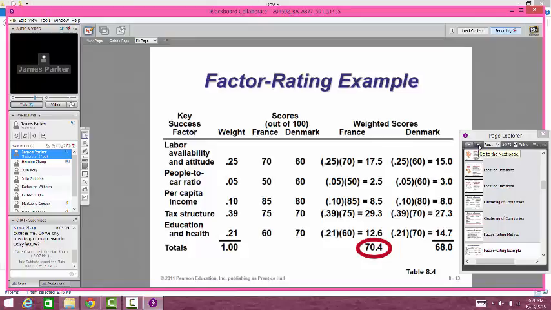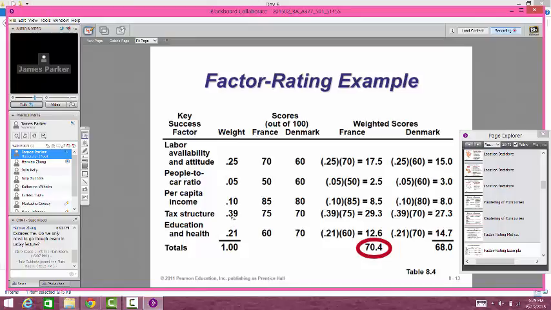So here they're trying to look at 2 locations. They've got France and Denmark. And what they've done is they've decided what's important: labor, people-to-car ratio, per capita income, tax structure. And then they assign different weights. One of the confusing things is they assign 39.39, which is the highest weight, to tax structure, and they're looking at pretty high tax countries. So you would think that they might have gone somewhere else. But anyway, France and Denmark.